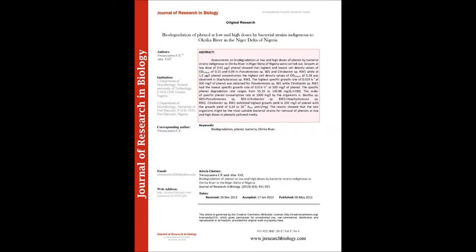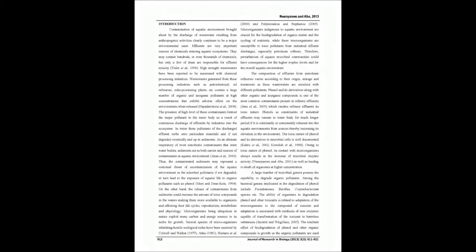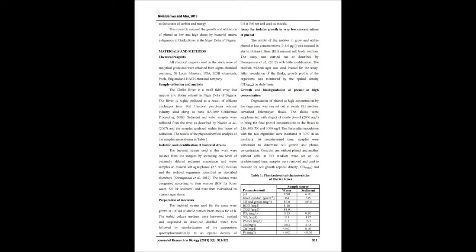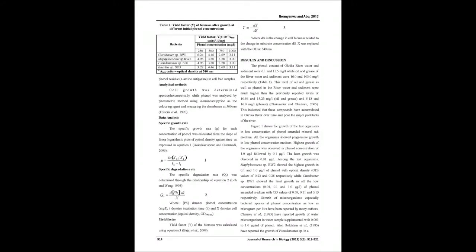Assessments on biodegradation at low and high doses of phenol by bacterial strains indigenous to Okrika River in Niger Delta of Nigeria were carried out. Growth at a low dose of 0.01 g/L of phenol showed that the highest and lowest cell density values of OD540nm of 0.15 and 0.09 were in Pseudomonas sp. SD1 and Citrobacter sp. RW1, while at 1.0 g/L of phenol concentration the highest cell density value of OD540nm of 0.28 was observed in Staphylococcus sp.